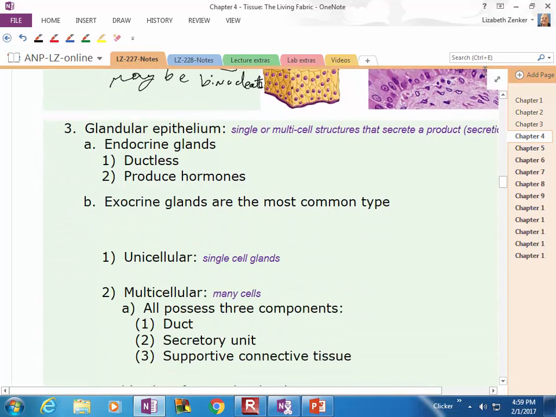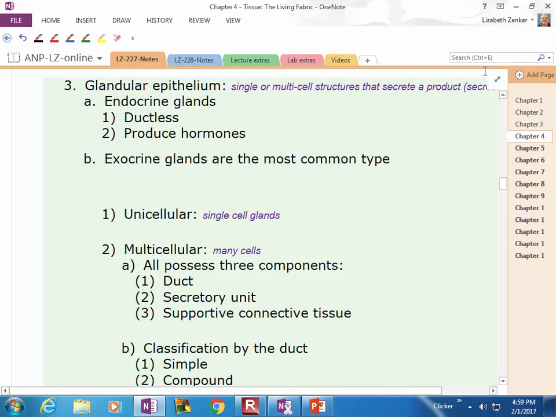Let's look at glandular epithelium. So this is single or multi-cell structures that secrete a product or secretion. So two cell types, either cuboidal or columnar, all right?